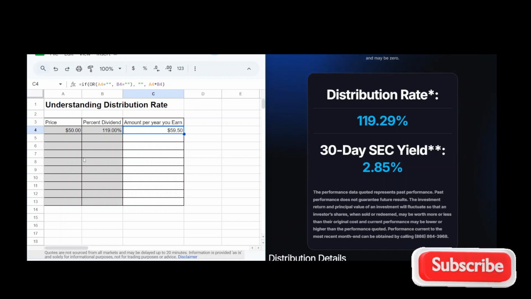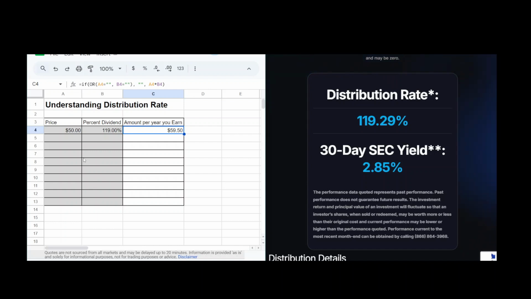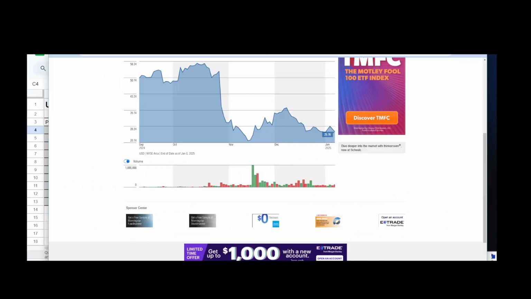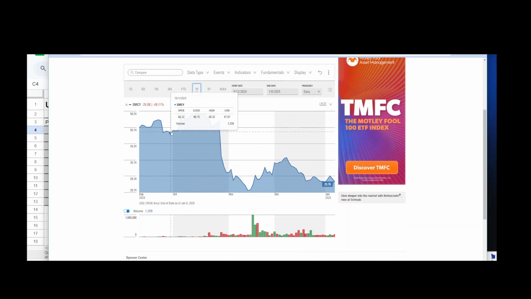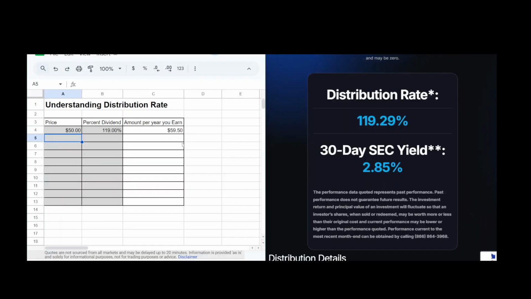But you may want to tap the brakes a little bit there because that's at a $50 price. What did we see it at before? We saw that the price here had gone from that $50, and then we'll say that it went to $48. All right, so let's punch in $48, the new price. And again, we're going to keep that distribution rate. We're just going to assume that it's always paying out that big high distribution rate.